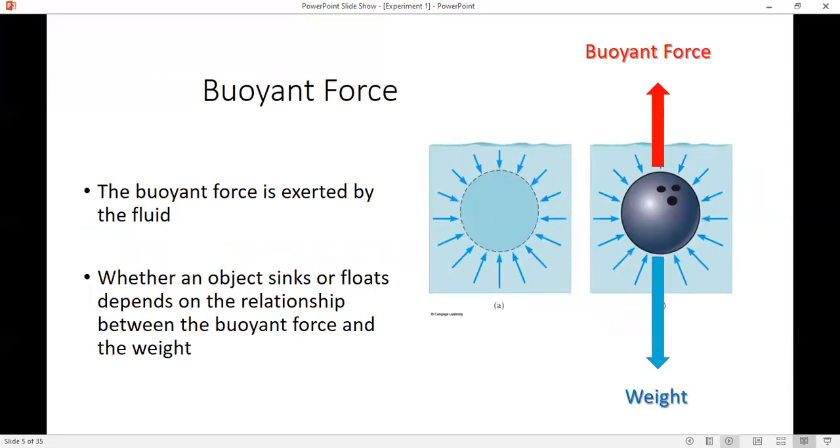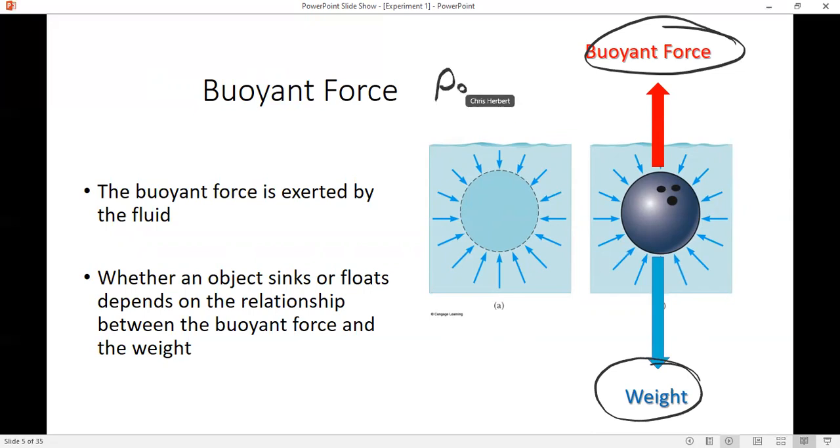And here we can see again, this bowling ball, of course, is submerged. Let's say that its density is greater than water, so therefore its weight is going to be greater than the buoyant force. And whether an object floats or sinks is entirely up to the fact that if the average density of the object, you've got to basically integrate over the entire volume, but let's say it's homogeneous, so we don't have to worry about crazy stuff like that.